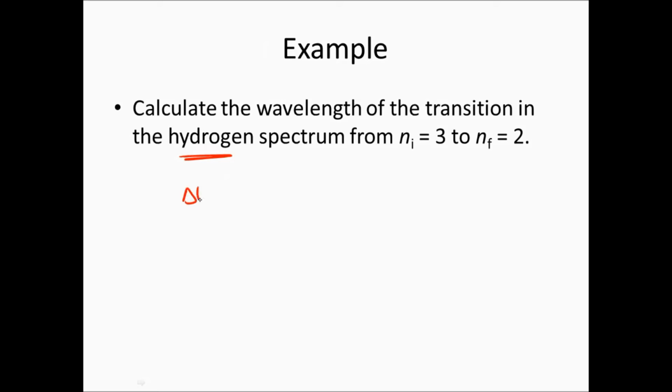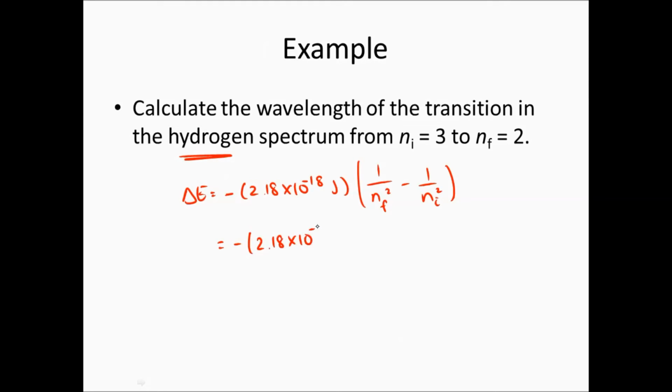So delta E here is equal to minus 2.18 times 10 to the minus 18 joules times 1 over nf squared minus 1 over ni squared, and this is equal to minus 2.18 times 10 to the minus 18 joules, and then my nf, my final state, is 2, so that's 2 squared, minus 1 over ni, so that's 3 squared, and that comes out to minus 3.03 times 10 to the minus 19 joules.